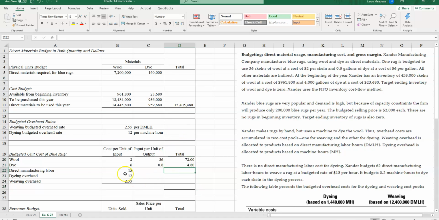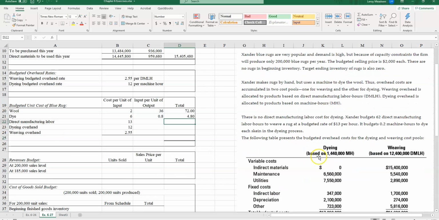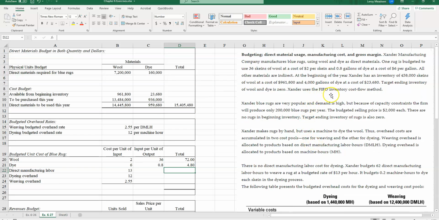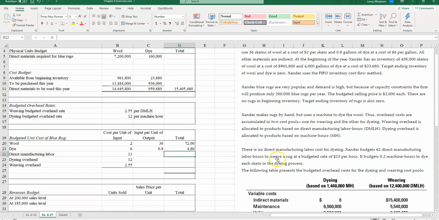There you go. Now, what about direct manufacturing labor? We know the cost is $13 per hour. And how many hours do we need to produce each rug? We have 62 direct manufacturing labor hours to weave each rug. So $13 per hour times 62 hours to make each rug. And I'm going to have a cost of direct labor for each rug of $806.